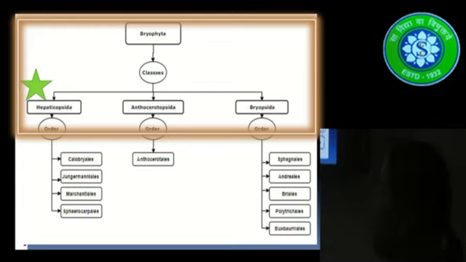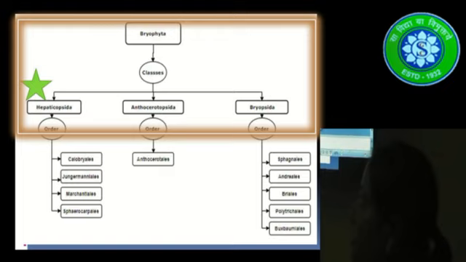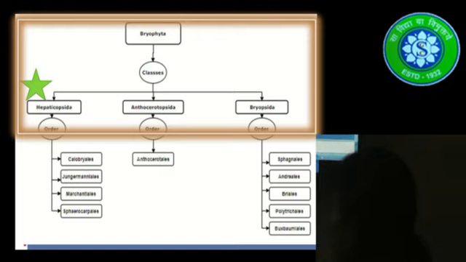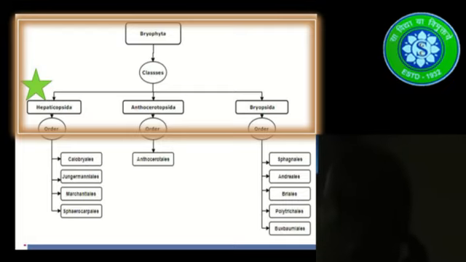Then the bryophytes have been classified, depending on their characters, into three categories, that is Hepaticopsida, Anthocerotopsida and Bryopsida. Today the topic of my discussion is Hepaticopsida. This Hepaticopsida is further subdivided into four orders, that is Calobryales, Jungermanniales, Marchantiales and Sphaerocarpales.